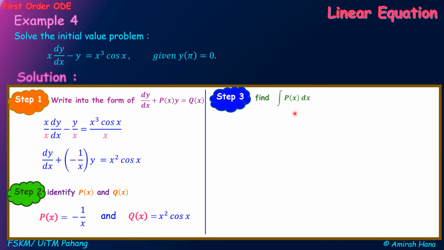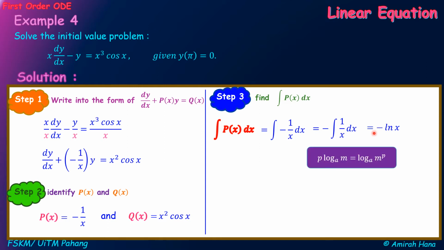After that, we continue with step 3, which is to find the integration of p(x) dx. From p(x) equals negative 1 over x, we need to integrate. We replace p(x) with negative 1 over x dx, and then move the negative sign out of the integration symbol, so we get negative integration of 1 over x dx. The integration of 1 over x dx equals ln x plus c, but we don't need to write plus c because we have not finished our solution.